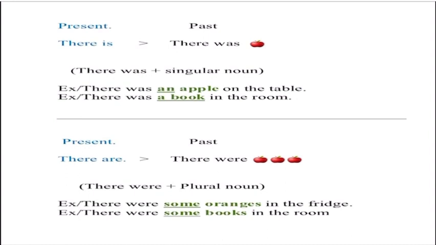So we have some after there were, then after some we have oranges. We don't have orange, we have oranges. There were some books in the room. So it is not one book, there were some books in the room.